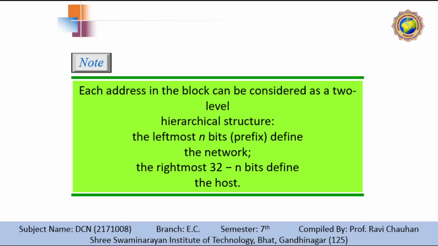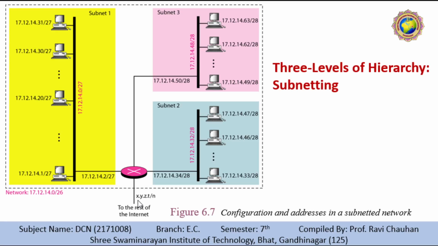Next is three levels of hierarchy, just like using subnetting. An organization that is granted a large block of addresses may want to create clusters of networks called subnets, as highlighted over here in a different color, and divide the addresses between the different subnets. The rest of the world still sees the organization as one entity. However, internally there are several subnets.